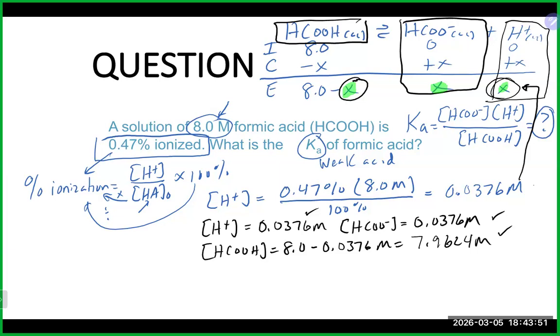We have now found everybody's equilibrium concentrations, and that is definitely going to allow us to calculate the equilibrium constant, because now all we have to do is pop it into our expression. So putting that into our Ka expression, we will have basically 0.0376 times 0.0376 divided by 7.9624.